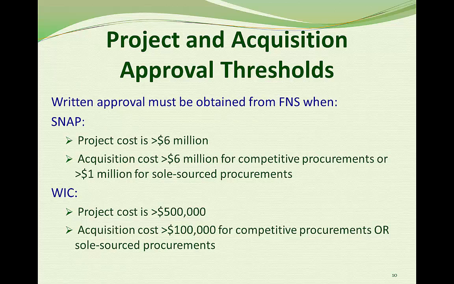In WIC, let's say that the state agency is planning a project that will cost $10 million. That would require FNS approval. Let's say that within that project plan, the state agency anticipates hiring a contractor to transfer a system for $5 million. That would also require FNS approval. In addition, the state would like to hire a separate contractor to provide training services for $300,000. That would require FNS approval whether it's competitively procured or not, because the threshold for both competitive and sole source acquisitions in WIC is $100,000.